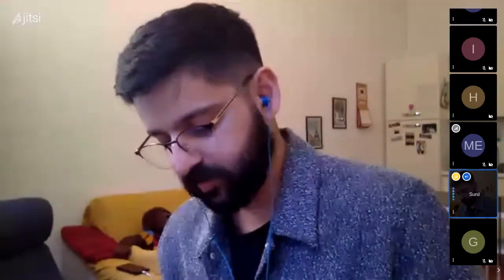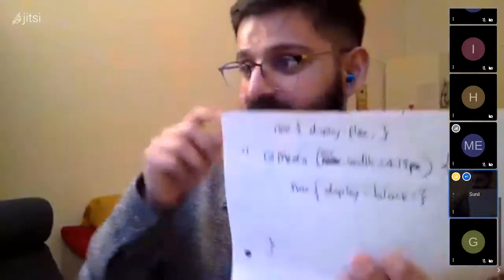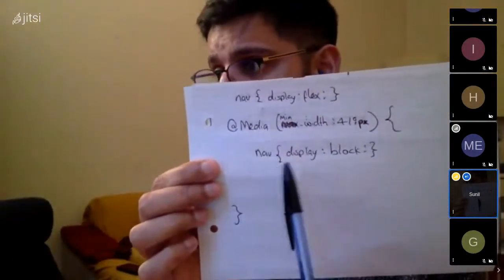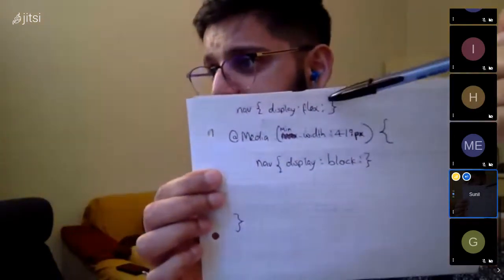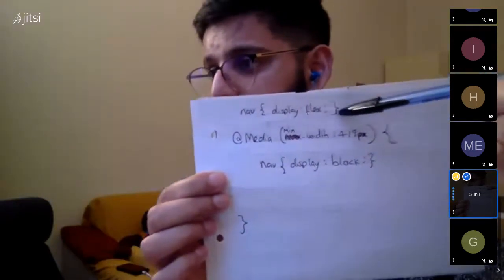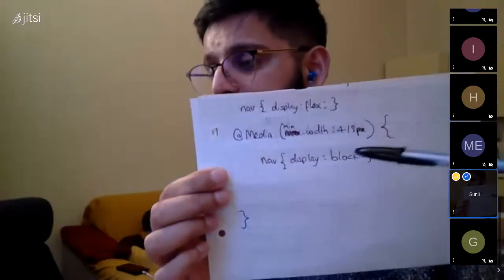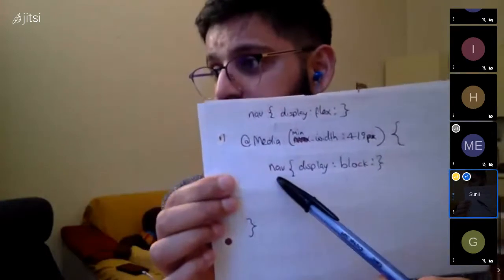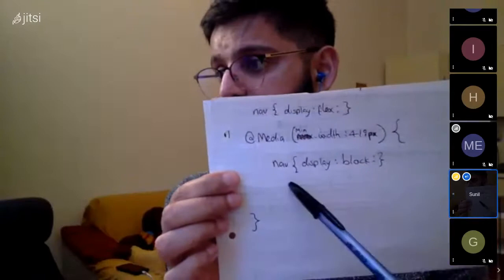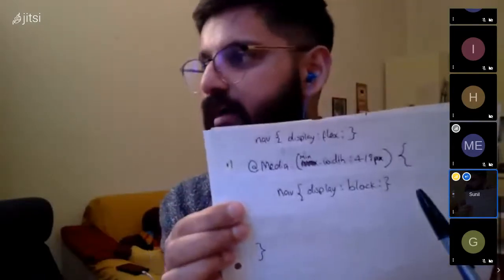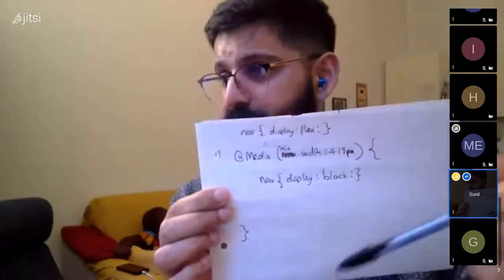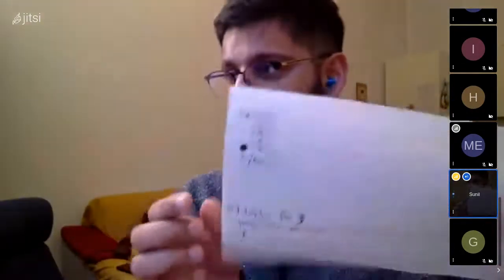Okay, so this is not a good example of the kind of thing you would write, but this is how you would write it. So if it's a device below 419 pixels, we're going to use flex. If it's above 419 pixels, then this is going to overwrite this. And you'll see it say, okay, we want to use block instead for some reason. In this case, block means it's probably going to be vertical again. Yeah, so it'll be like that.